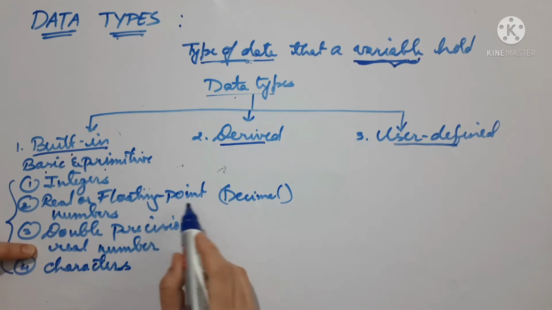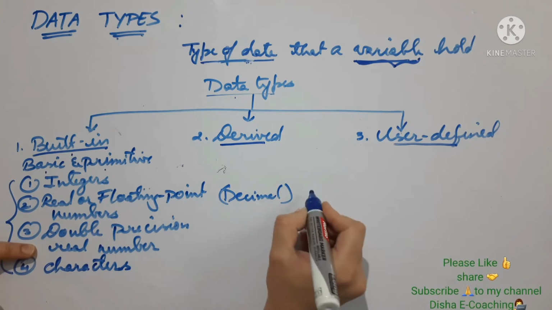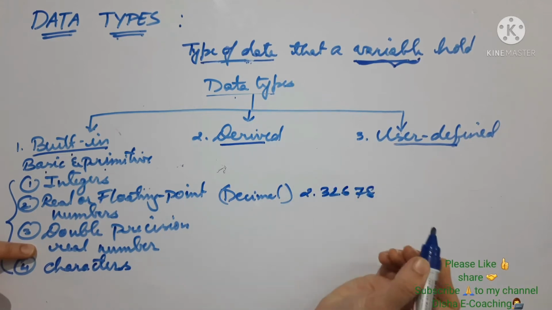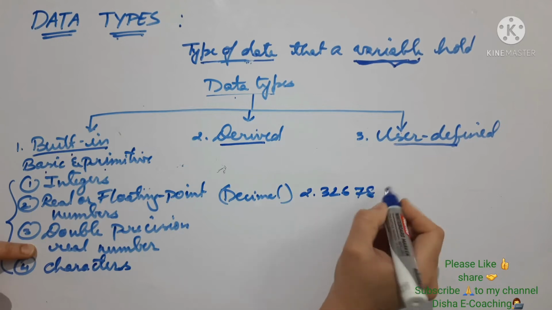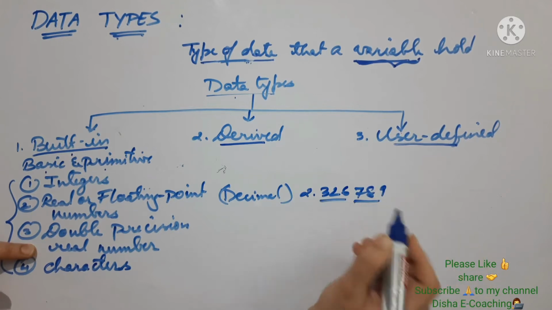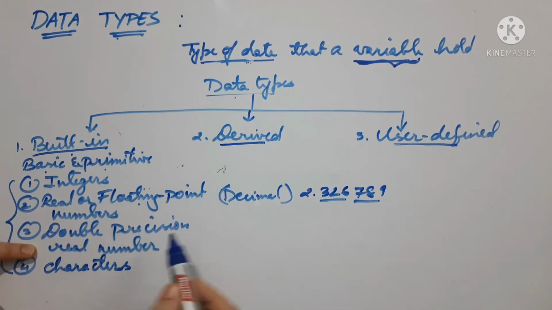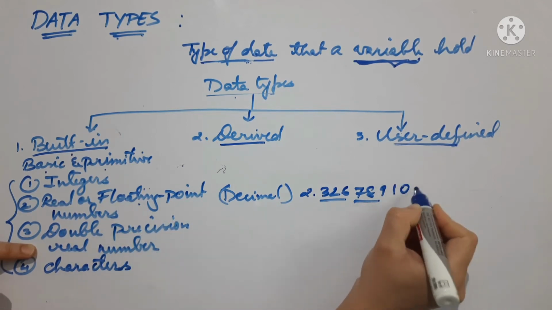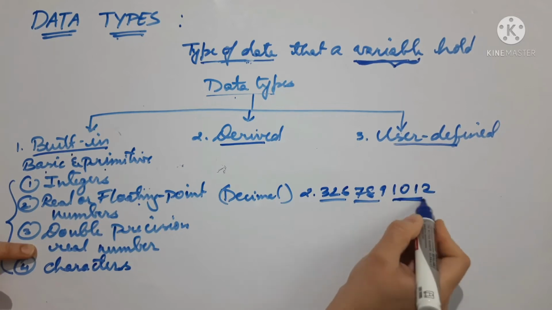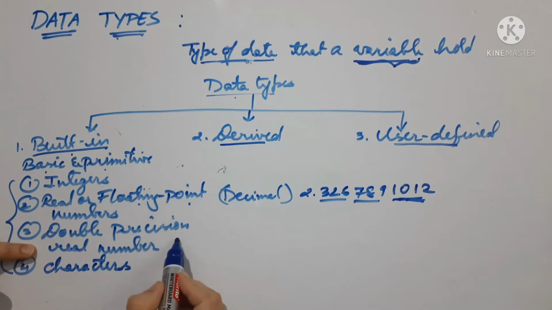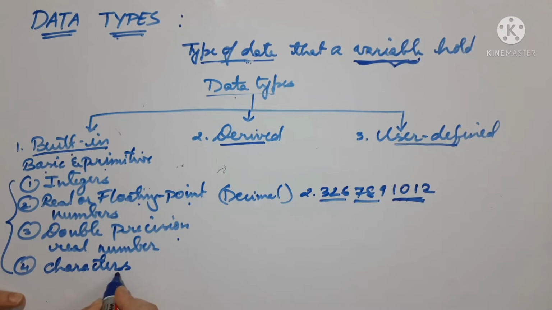Double precision means that for this floating point number we are adding more precision. That means suppose I have a decimal value here, 2.32678. Maximum 6 digits are allowed after the decimal point in floating point. But suppose I want to add more, then this does not come under the floating point data type. We have to add more precision, so we go for double precision real number. Next, last we have the character data type.